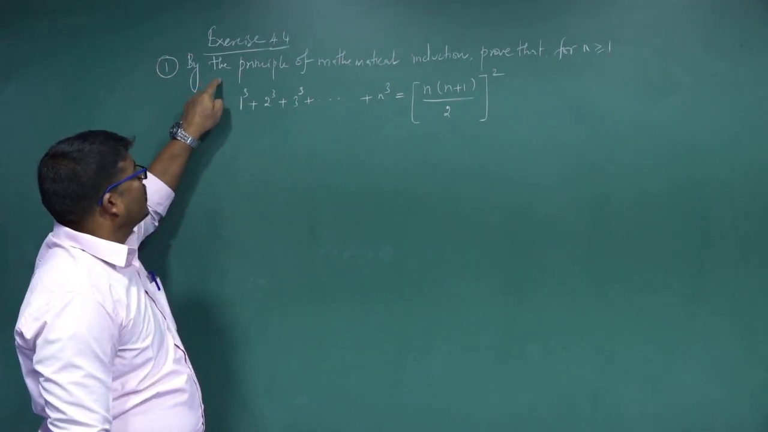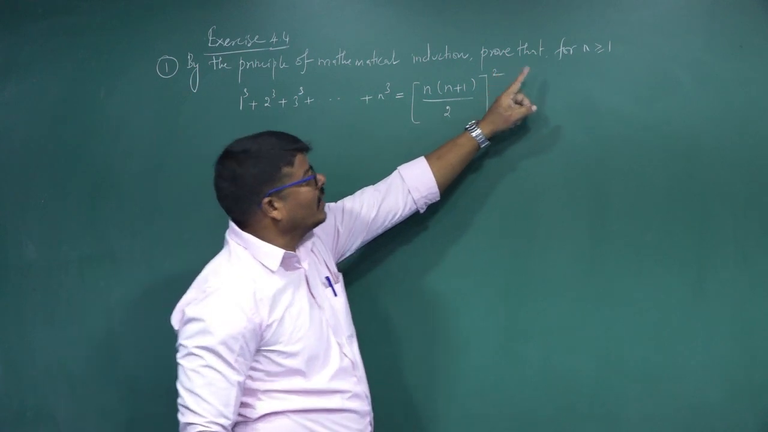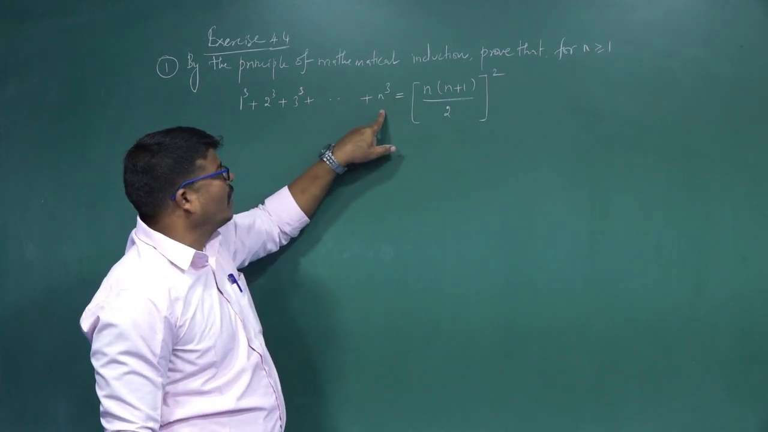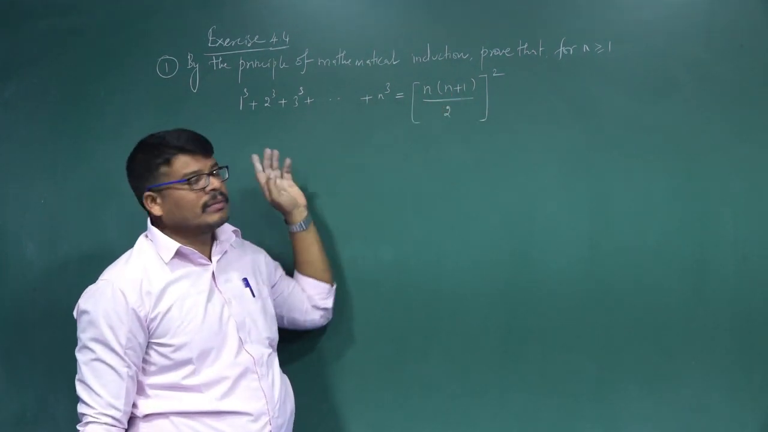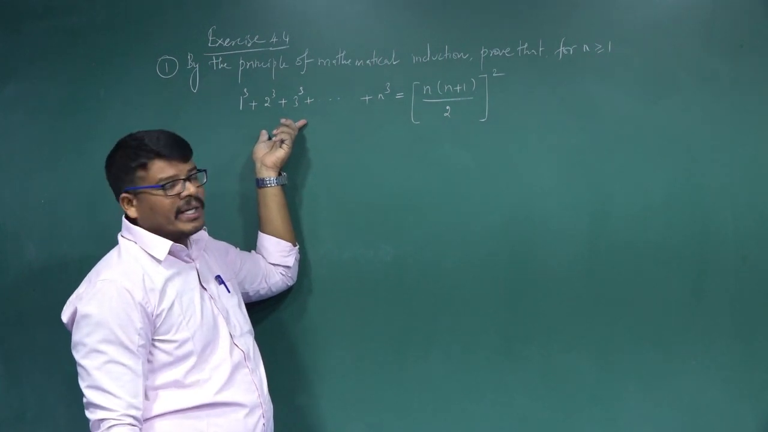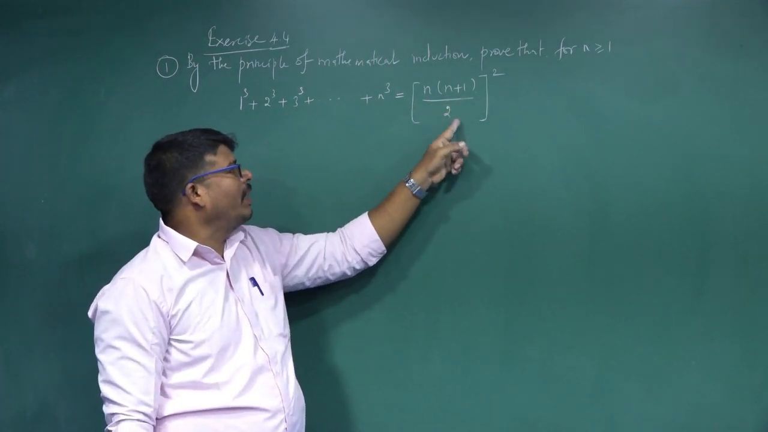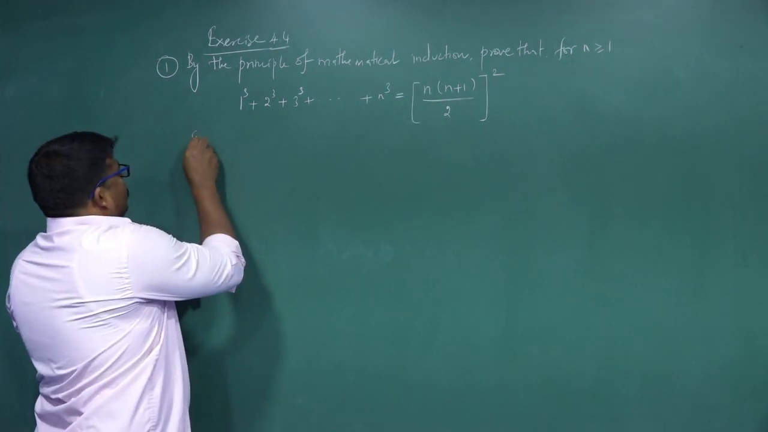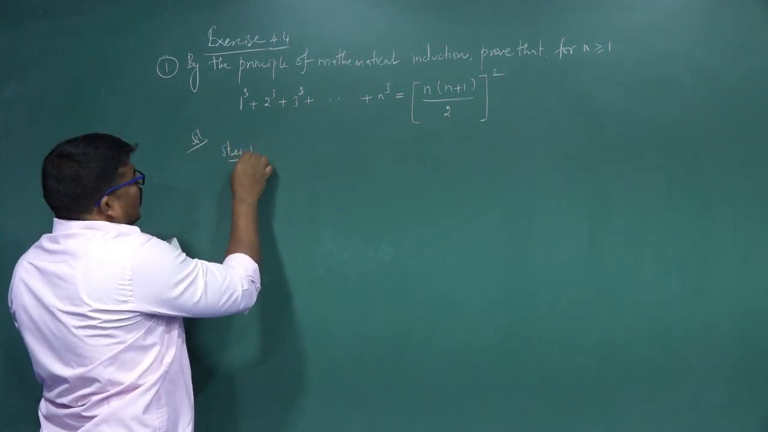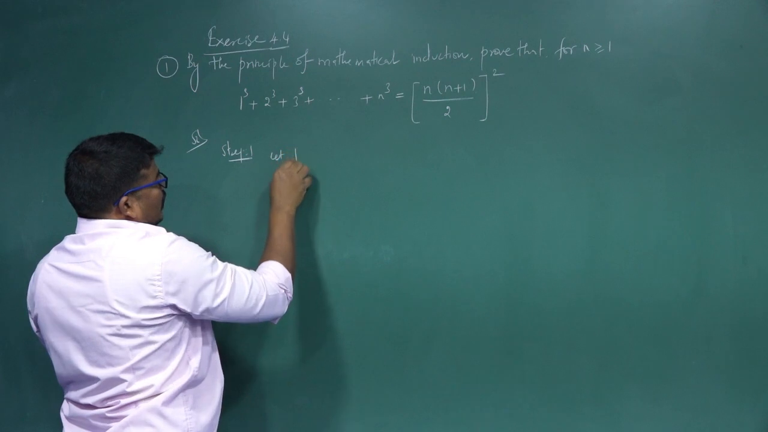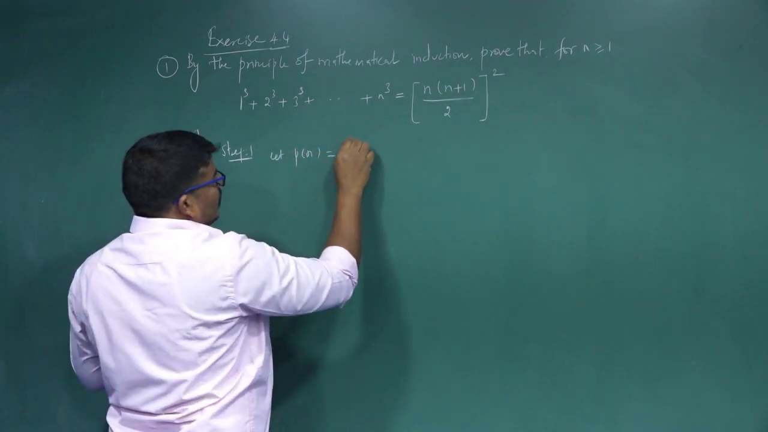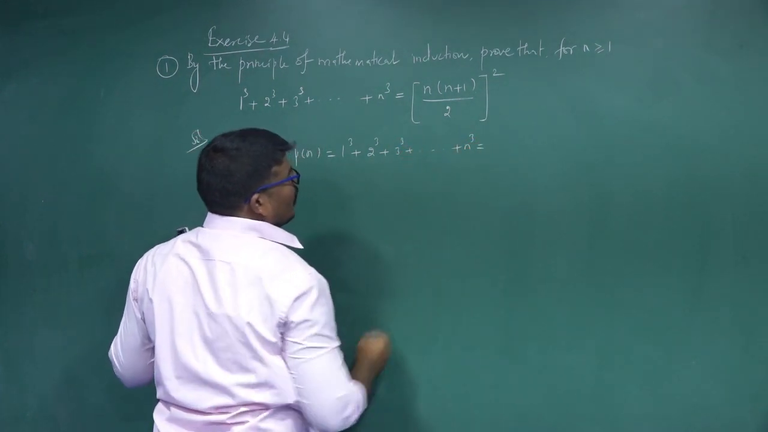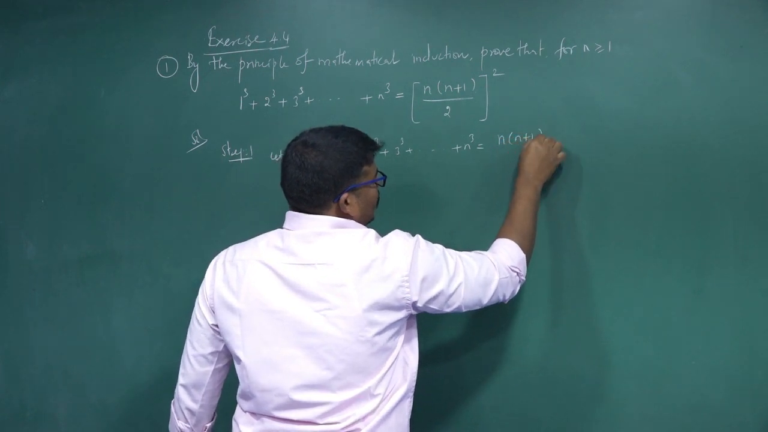First problem: by the principle of mathematical induction, prove that for n greater than or equal to 1, 1 cube plus 2 cube plus 3 cube and so on plus n cube equals n into n plus 1 by 2 whole squared. The sum of the cubes of n natural numbers equals n into n plus 1 by 2 whole squared. Step 1. Let the statement P of n be 1 cube plus 2 cube plus 3 cube and so on plus n cube equals n into n plus 1 by 2 whole squared.